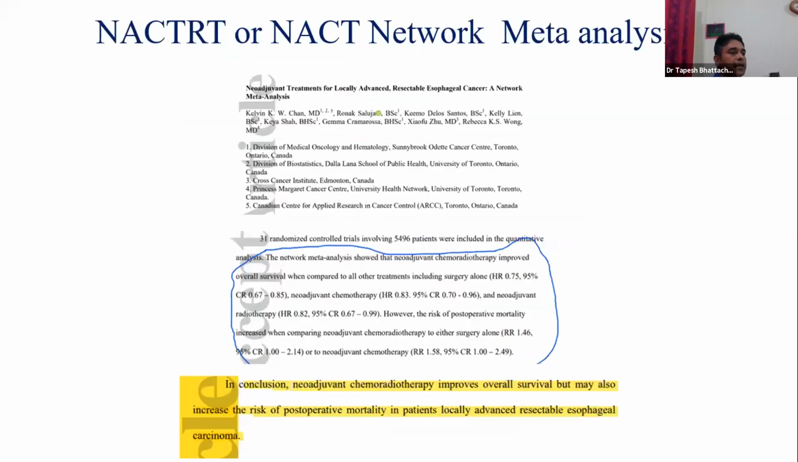Then came this important network meta-analysis, and this meta-analysis has shown that neoadjuvant chemoradiotherapy improved overall survival when compared to all other treatments, including surgery alone, neoadjuvant chemotherapy, and neoadjuvant radiotherapy. However, the risk of post-operative mortality increased when combining neoadjuvant chemoradiotherapy to either surgery alone or to neoadjuvant chemo. So to conclude, they say that neoadjuvant chemoradiotherapy improves overall survival more than all other modalities, but may also increase the risk of post-operative mortality in patients of locally advanced resectable esophageal cancer.